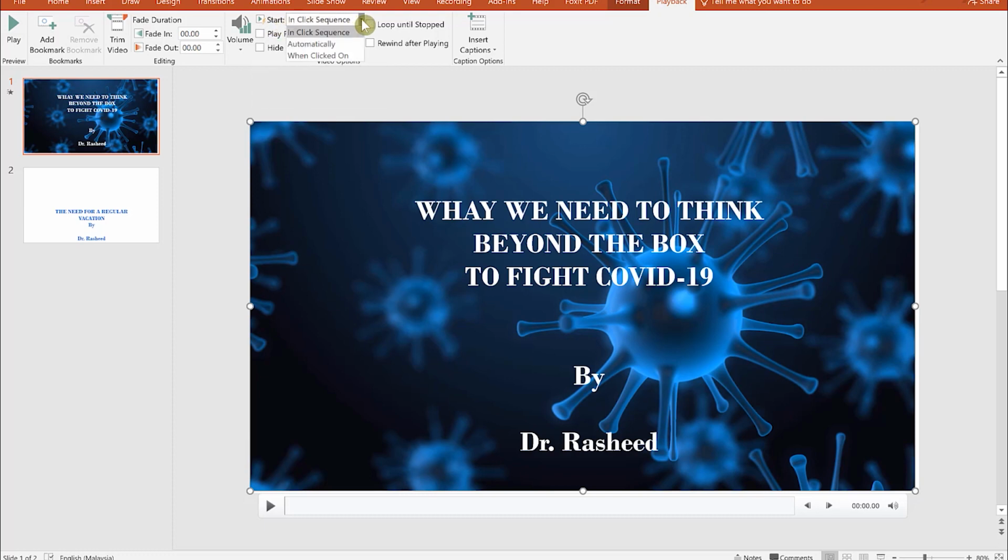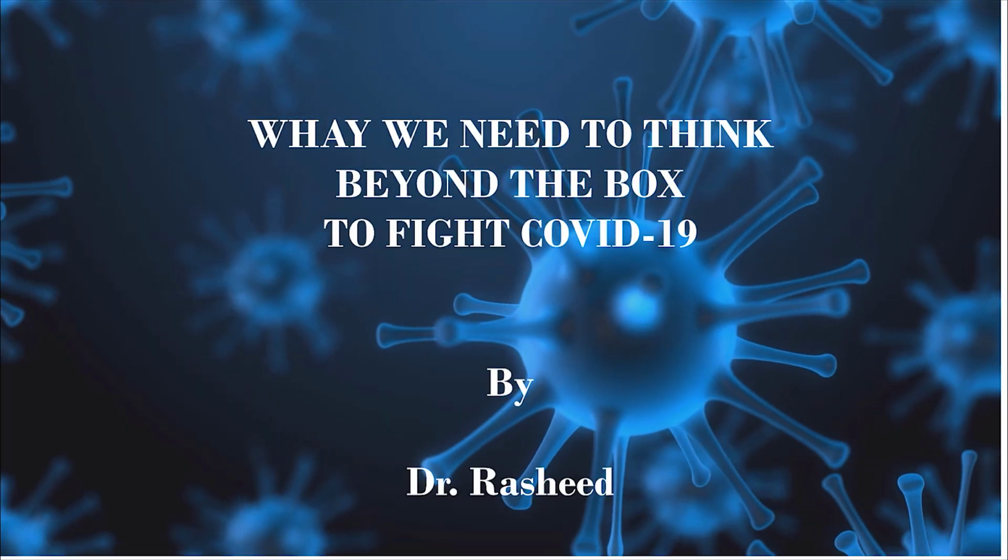You come over to the drop down and you have options to start automatically or when clicked on. When clicked on means when you click on this button, the video will start. But I don't want it to start that way. I want it to start automatically and I want it to loop until stopped. Loop until stopped means the video should keep playing and replaying until I stop it. You can insert captions if you want. Now, by making this selection, automatically and loop until stopped, let's see what happens to the video. You just click and it starts playing.